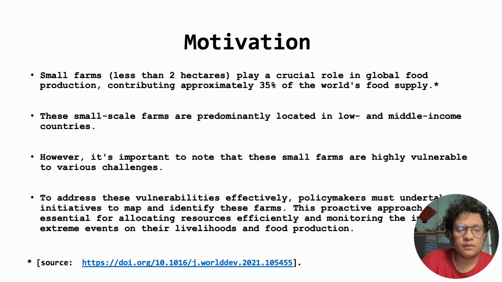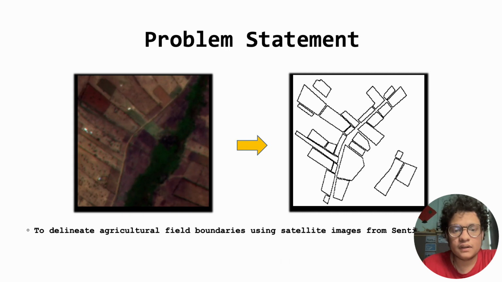The motivation for choosing this project: we are continuing it from the last three semesters, 4, 5 and this sixth. Small farms, less than about 2 hectares in size, are predominant in Southeast Asia and contribute 35% of the world's food supply. They are also very vulnerable, and if any threat like a disaster comes to them, it could seriously impact food production and food security. So it's crucial to map these boundaries.